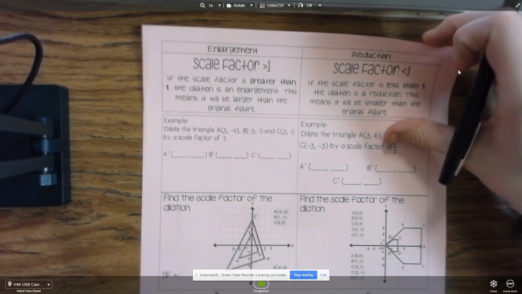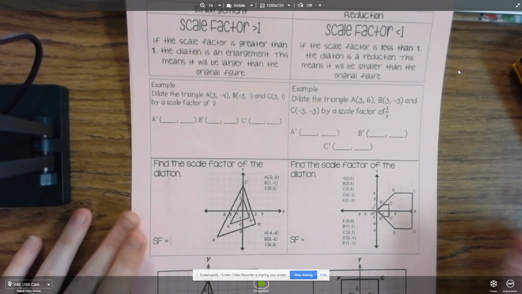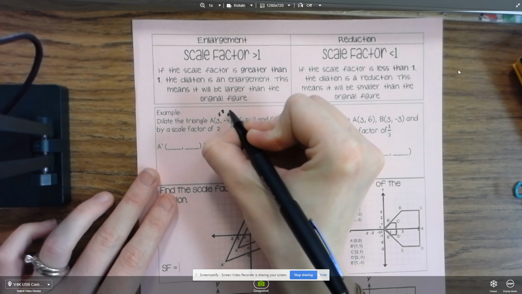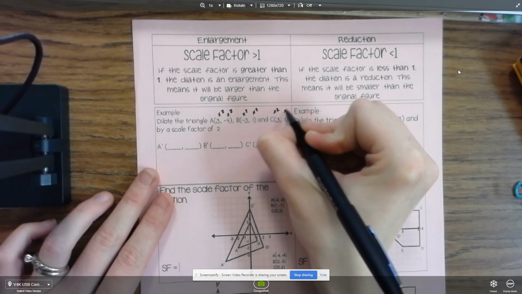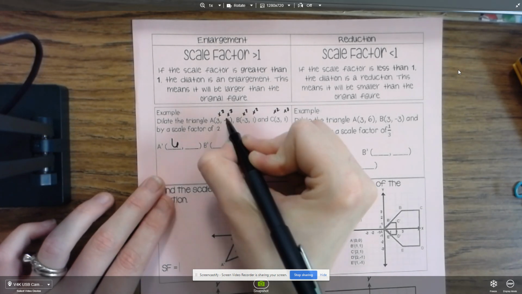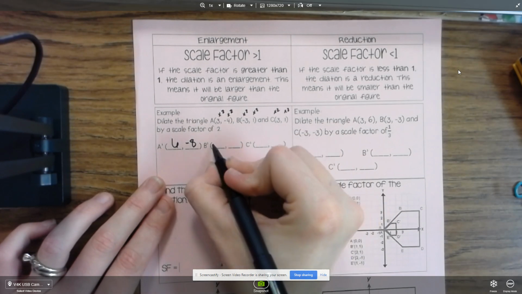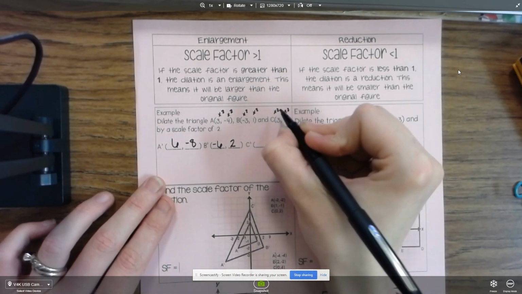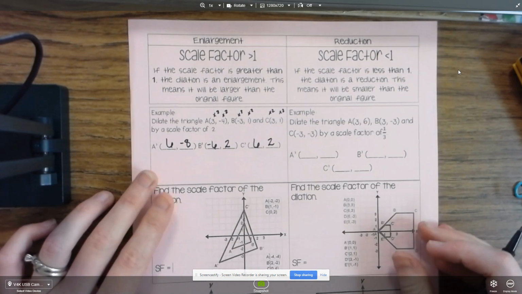So example 1 here says, dilate the triangle by a scale factor of 2. So remember, all you've got to do is multiply the x and y values by the scale factor. So 3 times 2 is 6. Negative 4 times 2 is negative 8. Negative 3 times 2 is negative 6. And 1 times 2 is 2. 3 times 2 is 6. And 1 times 2 is 2.